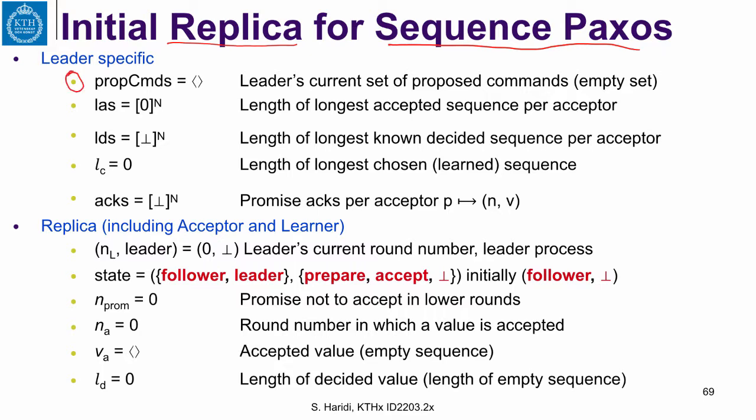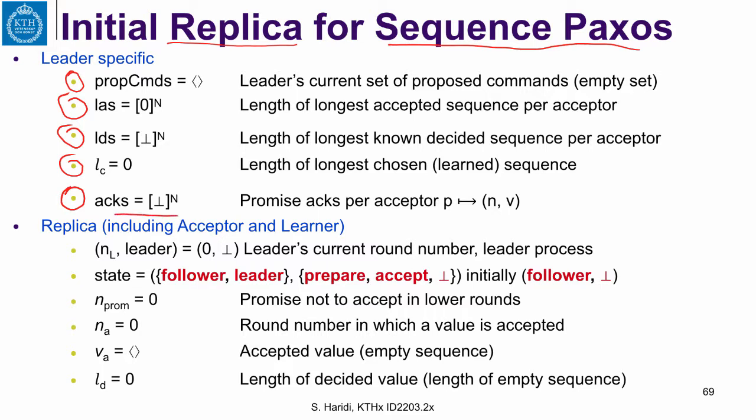So we have the sequence of proposed commands coming from the clients. We have the length of the longest accepted sequence per acceptor used to make decisions. And we have the length of the longest decided sequence per acceptor used in the prepare phase to collect knowledge about the acceptor's decided sequence. And we have the length of the longest chosen sequence, which tells you when we should actually decide. Before, we were using a set S when collecting promises from the replicas at the prepare phase.